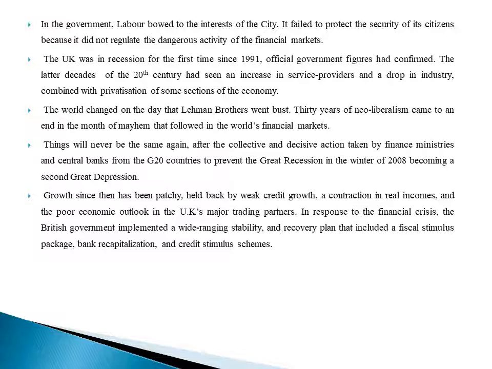Growth since then has been patchy, held back by weak credit growth, a contraction in real incomes, and the poor economic outlook in the UK's major trading partners. In response to the financial crisis, the British government implemented a wide ranging stability and recovery plan that included a fiscal stimulus package, bank recapitalisation, and credit stimulus schemes.